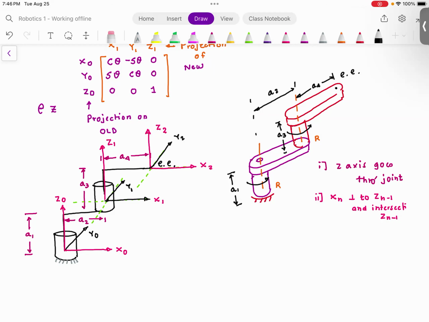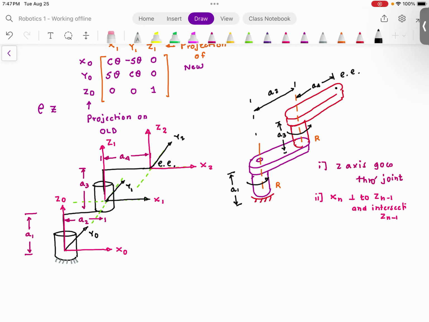Setting up coordinate systems is an extremely important exercise. So whenever you have a forward kinematics problem, you will be given a robot. You have to draw the kinematic diagram. Once you draw the kinematic diagram, you have to identify the coordinate frames. So you will start with the 0th coordinate frame. The 0th coordinate frame would be the fixed or inertial coordinate frame.